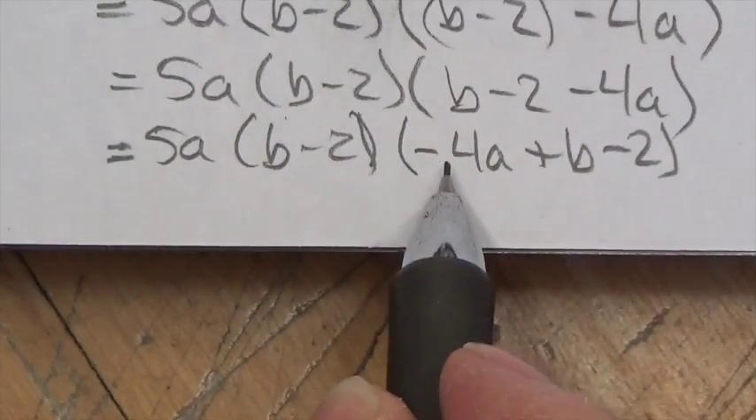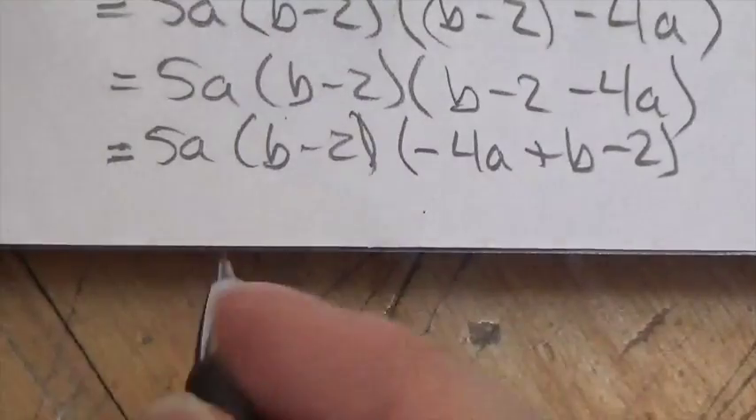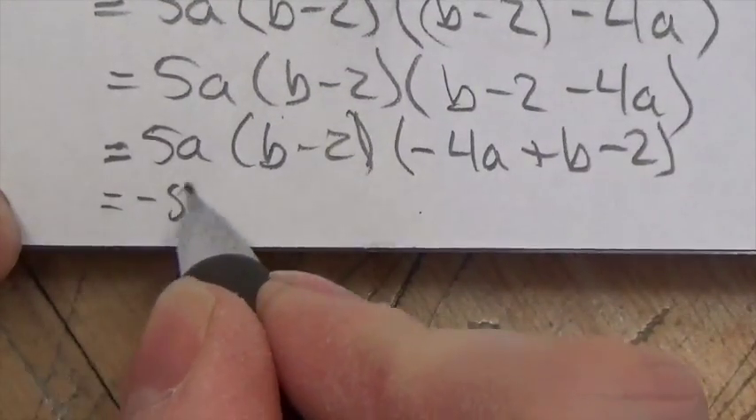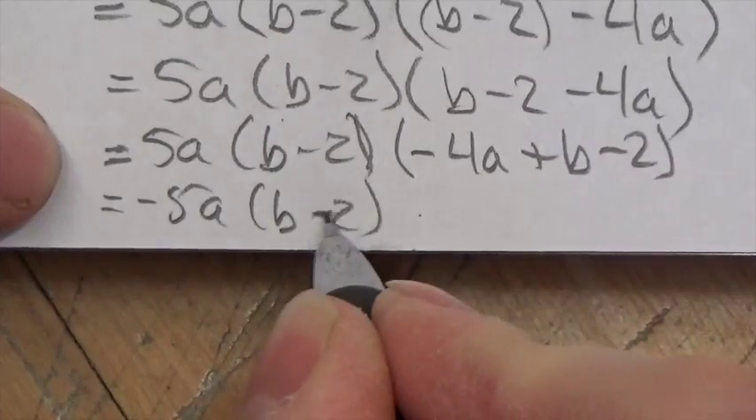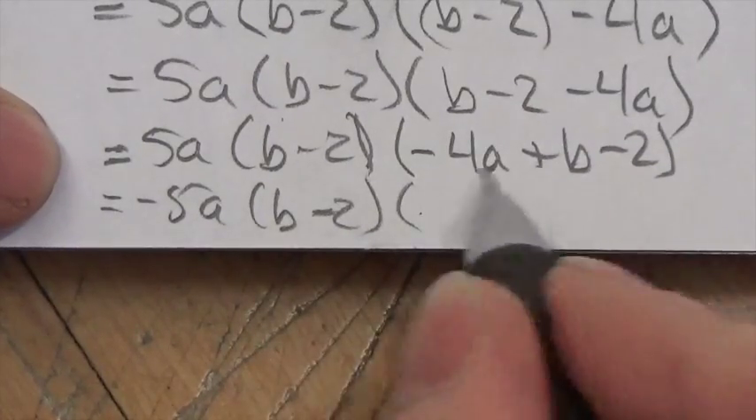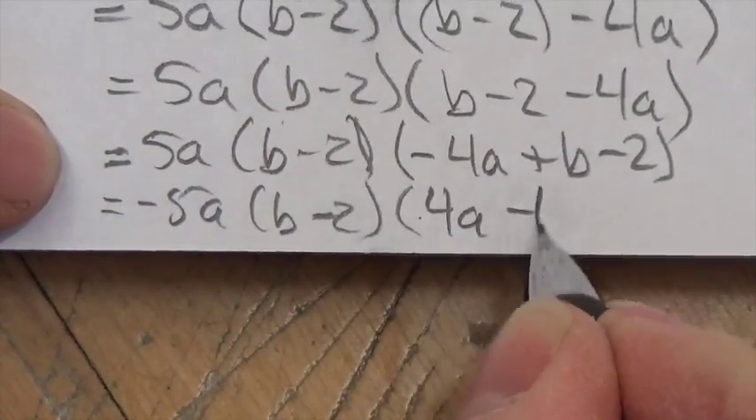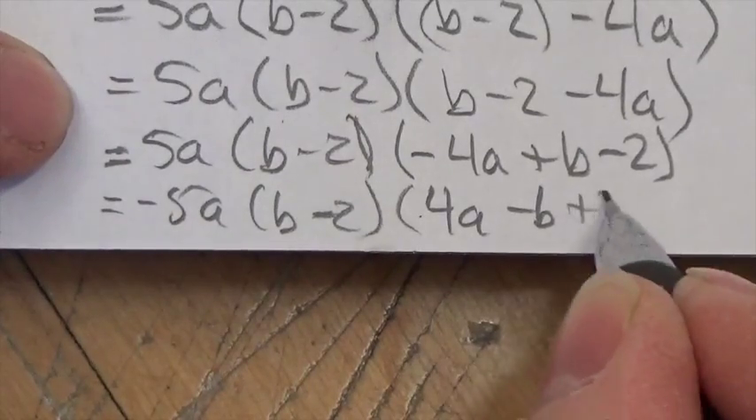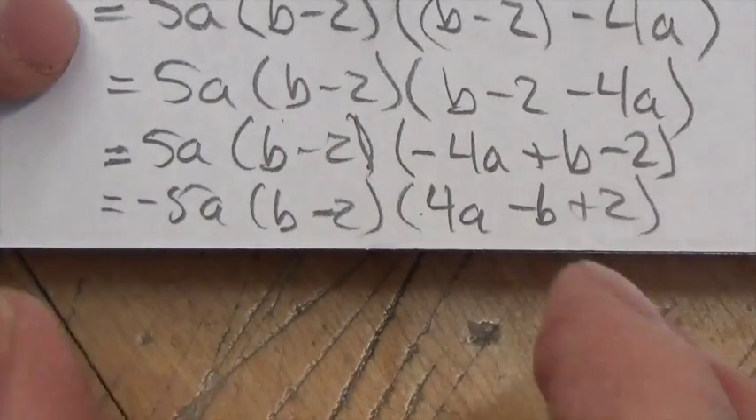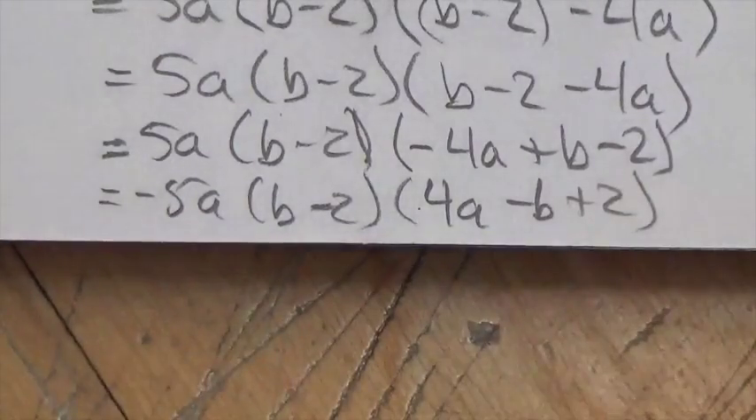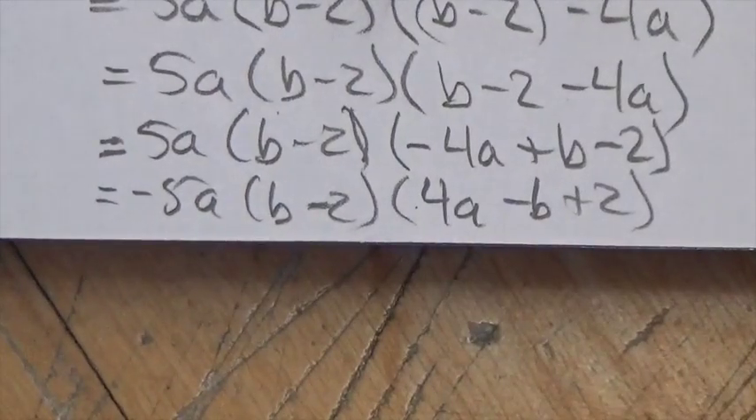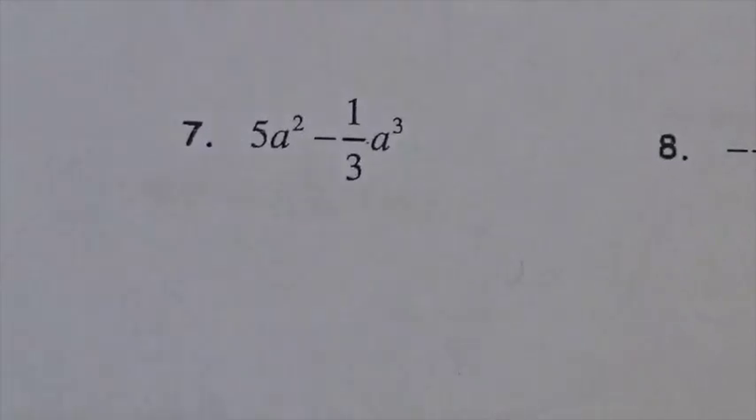If I factor that negative out of the whole thing, I'm going to just bring it right to the front. This is all multiplied together anyway, so order doesn't matter. So I'm just going to move that negative right up to the front. This becomes 4a, change the sign, minus b, change the sign, plus 2. That looks better. It looks cleaner. It's going to be easier to work with when it looks better. Okay? Let's move on to the next one. That was a long one.